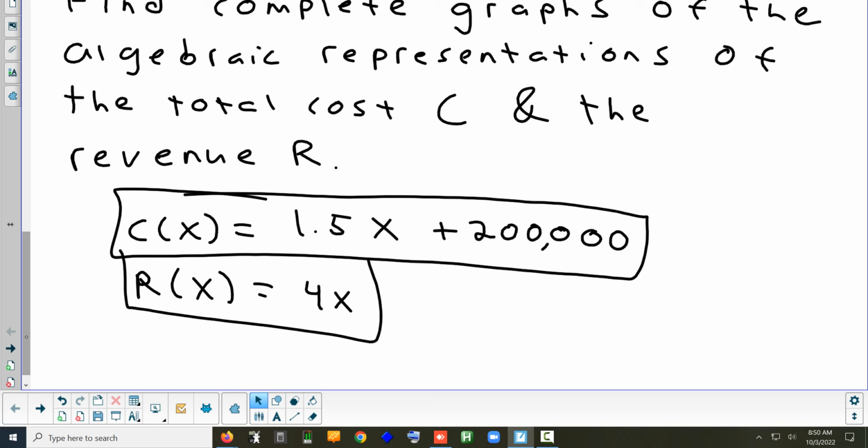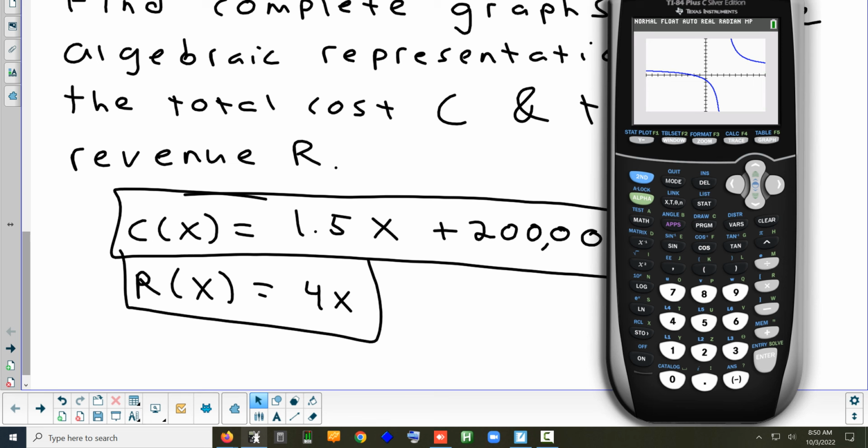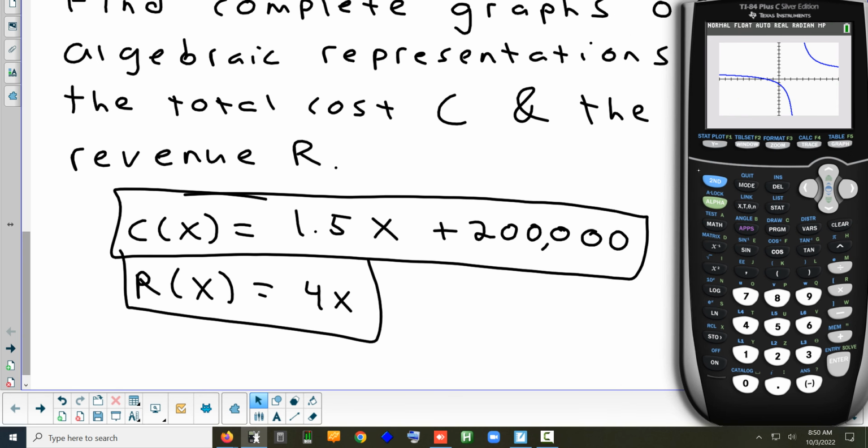So Quinn, if I graph that, is the standard window going to be good? No. Because what's my y-intercept on my cost? 200,000. So when we graph this, we want the costs to be at least 200,000, but then they're going to go up from there. So I would probably set the y-max maybe at 300,000. Okay, we're going to have to set that pretty high. Okay, 1.5x plus 200,000, and 4x.